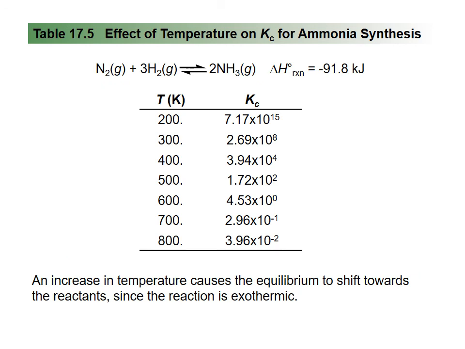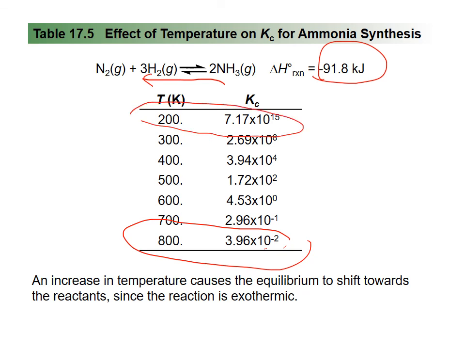This shows the effect of temperature on the equilibrium constant for ammonia synthesis. Because this reaction is exothermic, according to Le Châtelier's principle, increased temperature favors the endothermic direction, which is the reverse reaction, and that will decrease the K constant. So high temperature gives a small K, like 10 to the minus 2, and low temperature gives a large K constant. So increased temperature causes equilibrium to shift towards the reactants.